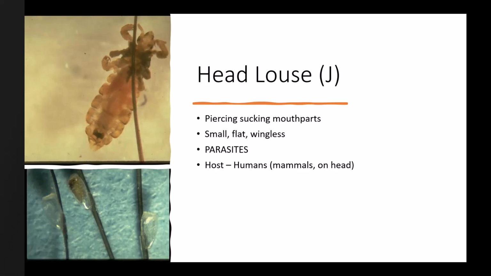They're small, they're flat, they don't have wings even though they should. They've lost wings because they would get in the way. They are a parasite, and so parasites are all considered pests. And the host for the head louse is humans. They're found on mammals and they're found on the head.